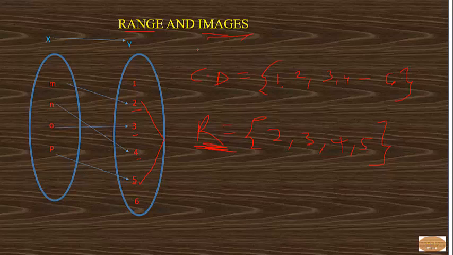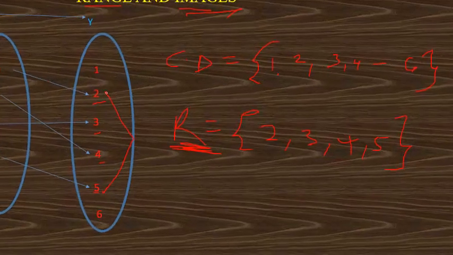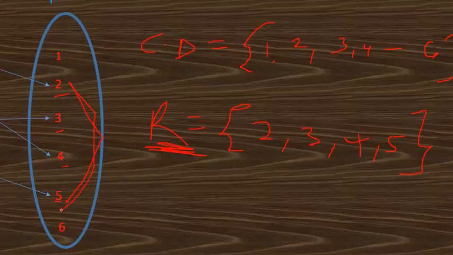Alright, so always check the codomain. The elements that are marked by the arrows are the range, and they are the images as well. So don't forget, we have 2, 3, 4, 5. Now this one, even though it's in the codomain, is not part of the range, and this one too. Now let's move on.